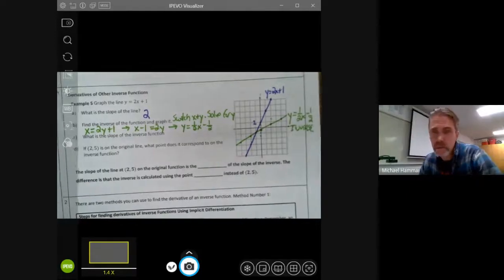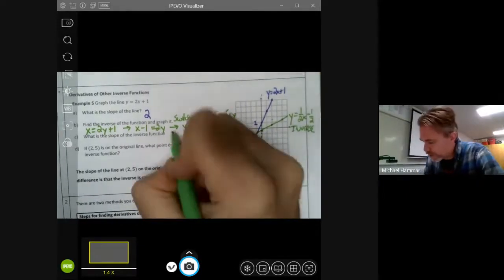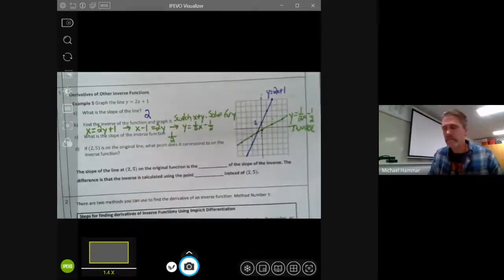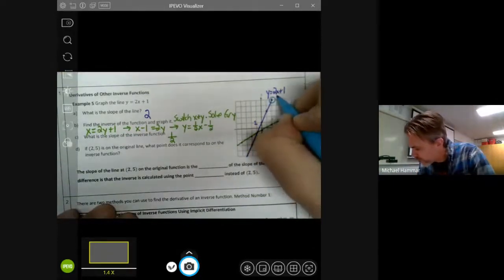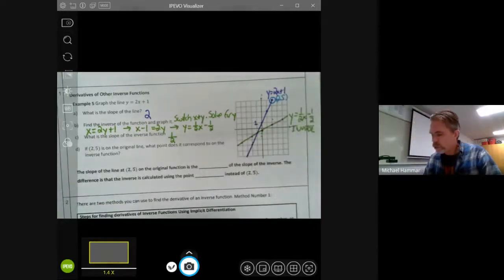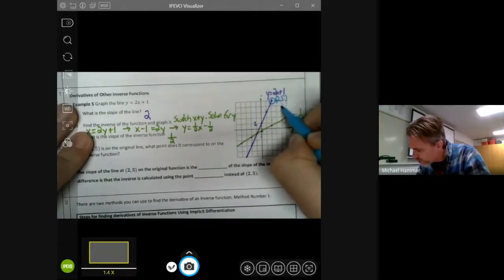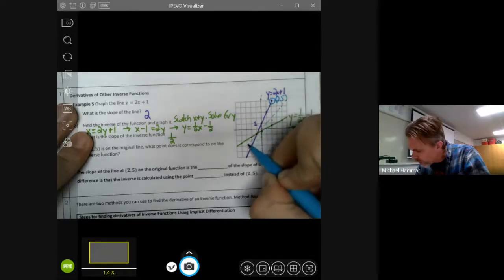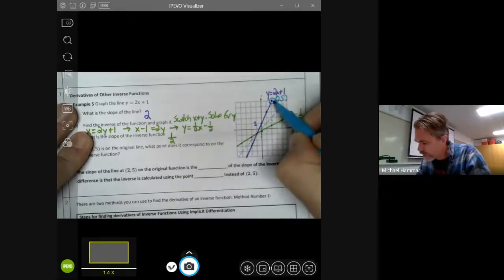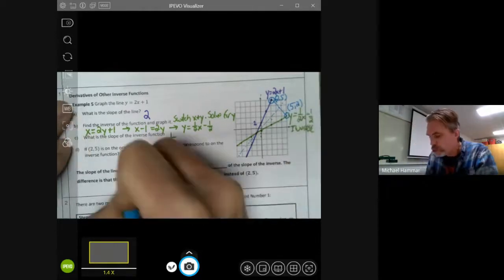Okay, so what do you notice? Well, what is the slope of the inverse? The slope of the inverse is 1/2. It says if (2,5) is on the original line, and (2,5) is right up here, what is its corresponding point on the inverse? Well, remember, inverse functions are always reflected over the line y equals x. So if we go straight across this line, the corresponding point is (5,2).